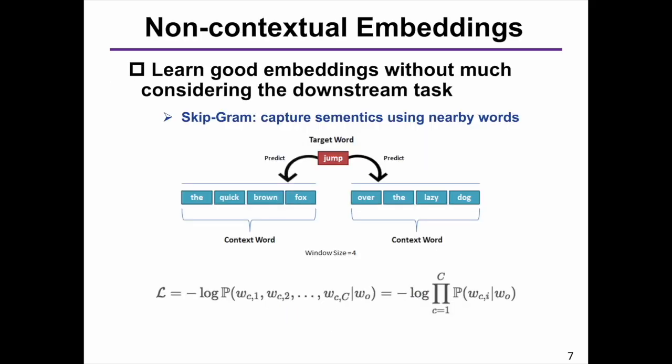There are some examples that belong to the non-contextual embeddings. For example, the Word2Vec model, an efficient method for learning high-quality vector representations of words from large amounts of text data. The training objective is to find word representations that are useful for predicting the surrounding words in a sentence or a document.